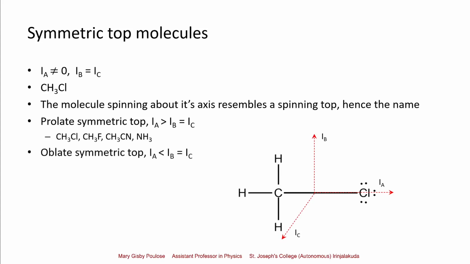Whereas if IA is less than IB and IC, that is, if these bond lengths of hydrogen on either side are less, as in BF3 molecules, this distance will be lesser. Hence, the moment of inertia calculated there will be less. So, IA has values less than IB and IC, and we get oblate symmetric top molecules. Examples are BF3 and BCl3.